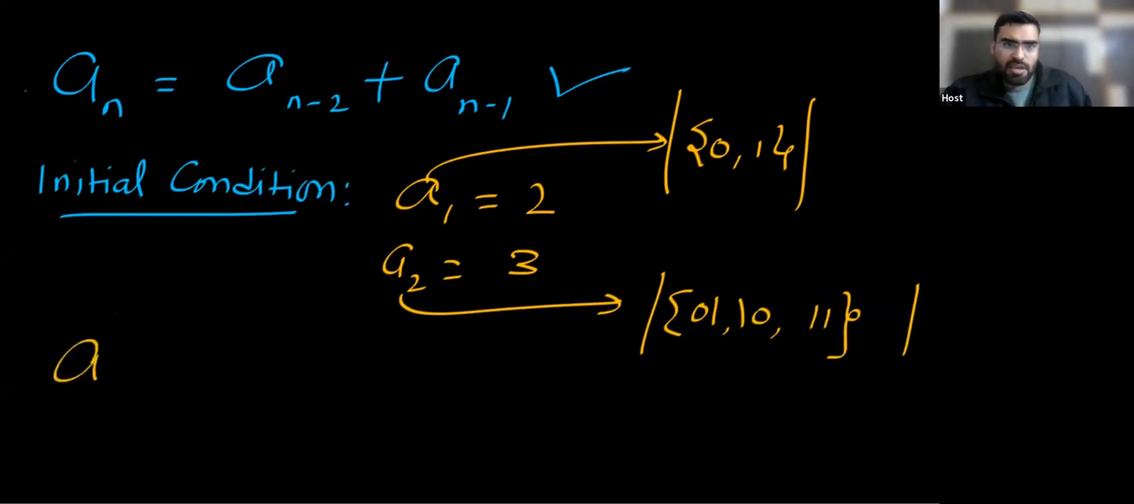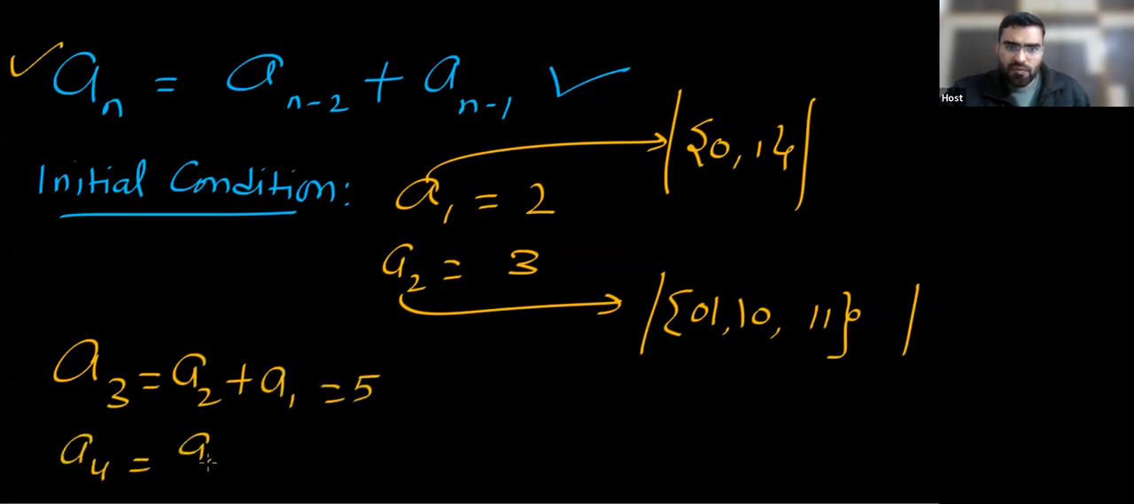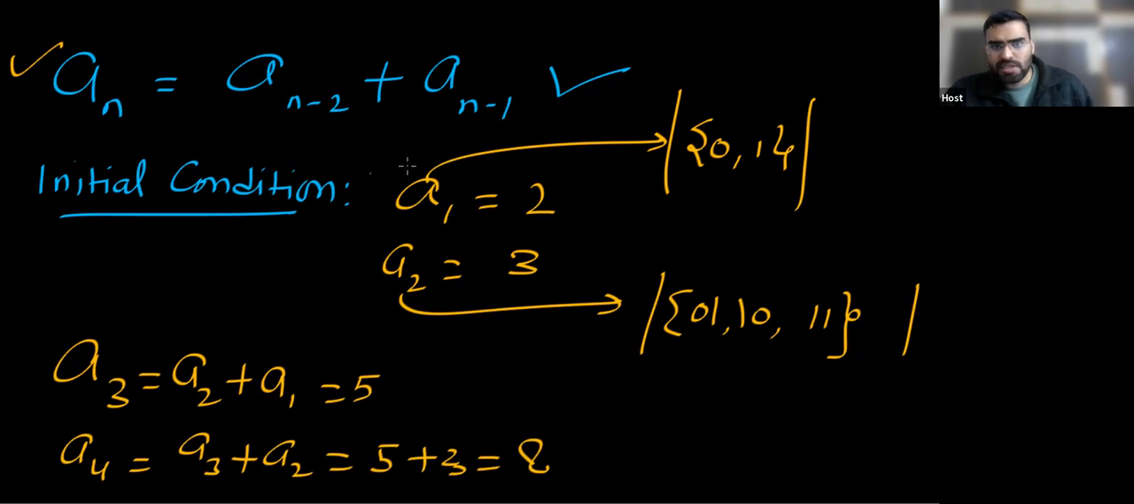Now, very simply, from this recurrence relation you can find A3. A3 is A2 plus A1, so A3 will be 5. A4 will be A3 plus A2, so that will be 5 plus 3, which is 8, and so on. So this is how you can write a recurrence relation for a combinatorial problem. Is this clear to everyone? How to write a recurrence relation?